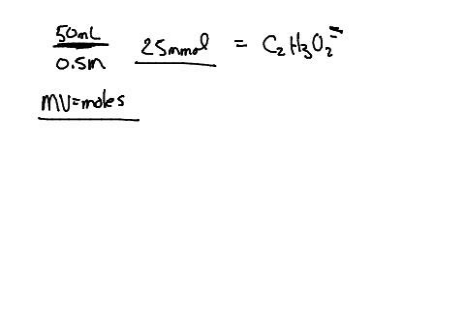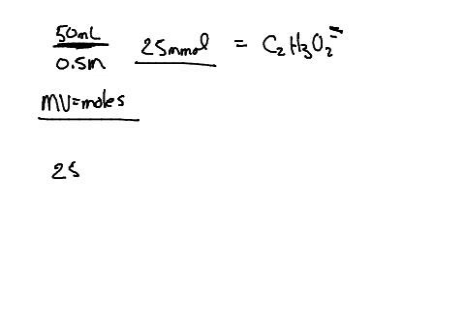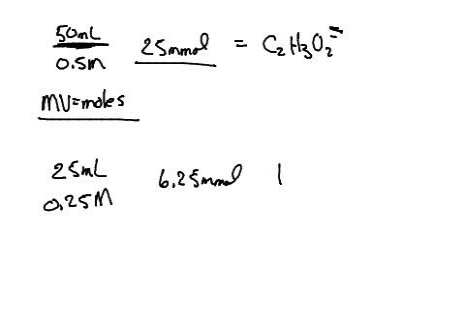Now the other question. And what was the other chemical I had? Acetic acid, and you have 25 milliliters of 0.25 molar. So I have 25 milliliters of 0.25 molar, and this is the acetic acid. That's 6.25 millimoles of the acetic acid.